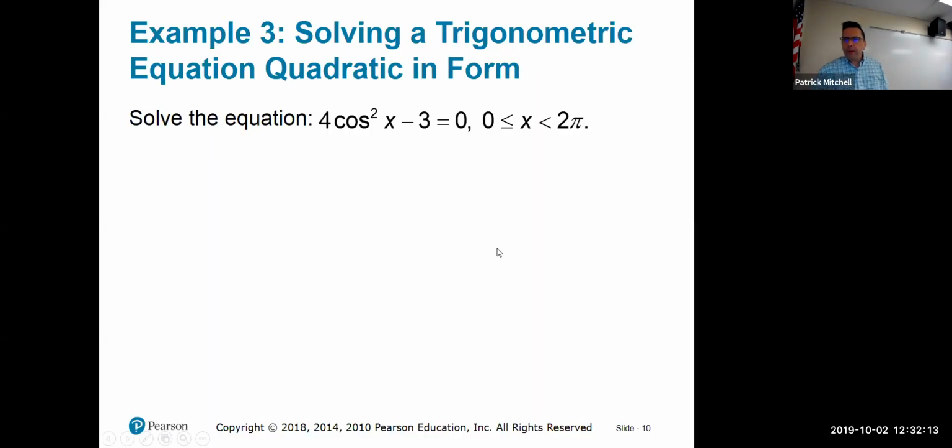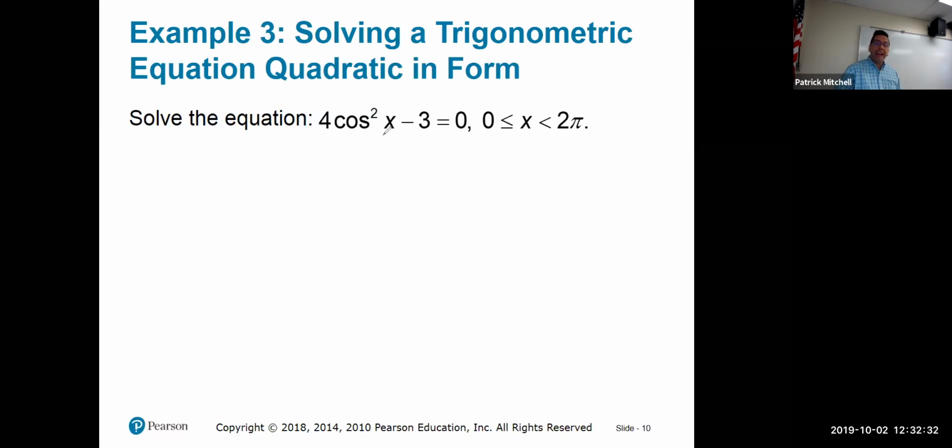All right, next example, they call this solving a trigonometric equation that is quadratic in form. What they mean by quadratic in form is that if you made a certain substitution, it would literally become a quadratic equation. For example, suppose that you took out this cosine x, just the cosine x, not the cosine squared of x, and you replaced it with a u, this equation would turn into 4u squared minus 3 equals 0. And that would be a quadratic equation, quadratic in the variable u.